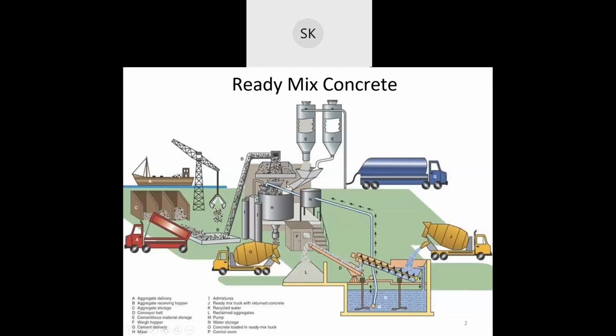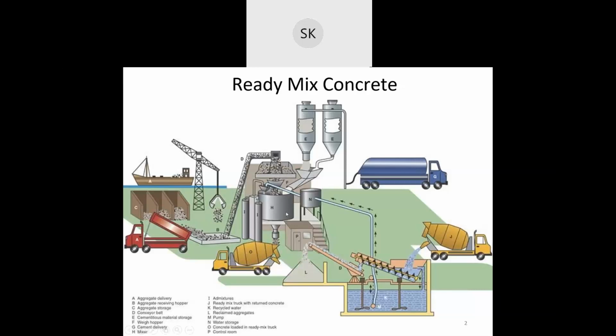Now F is the weigh hopper. This F weighs. This is the F, the weighing hopper. G is the cement delivery. Where is the G? G, find out. Are you able to see the G?